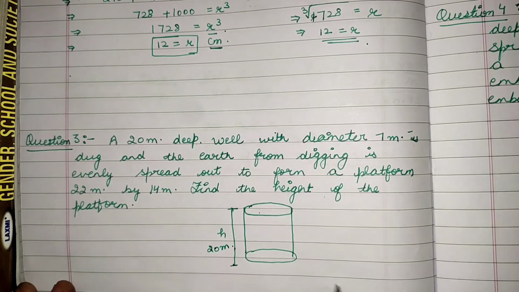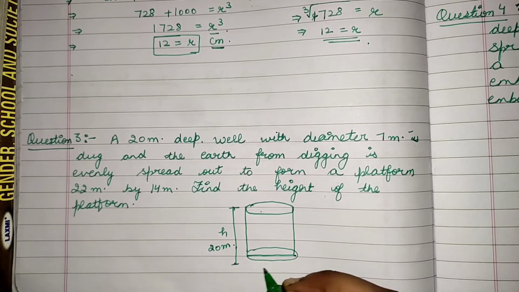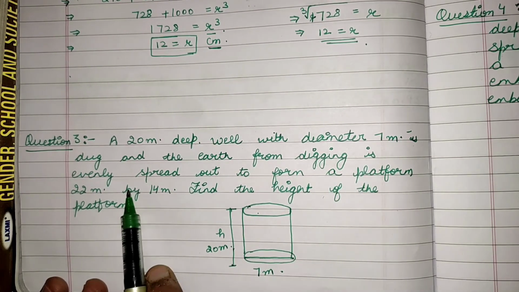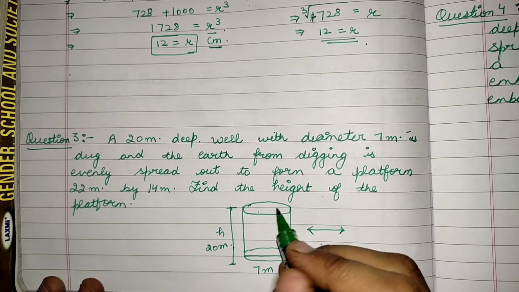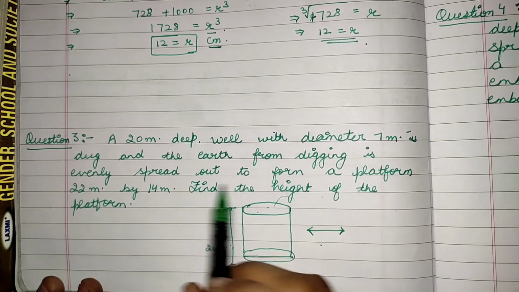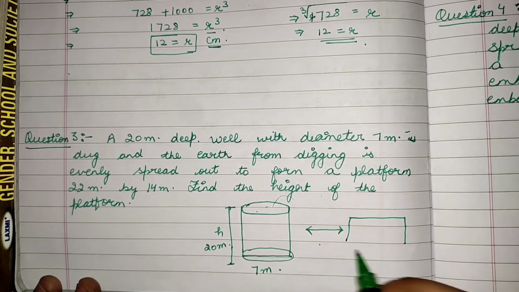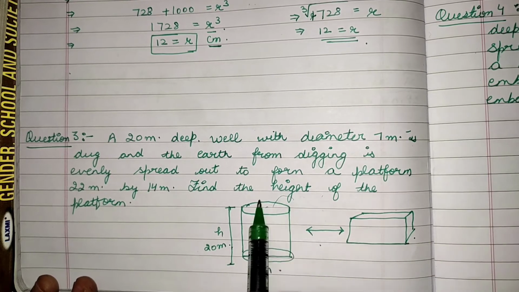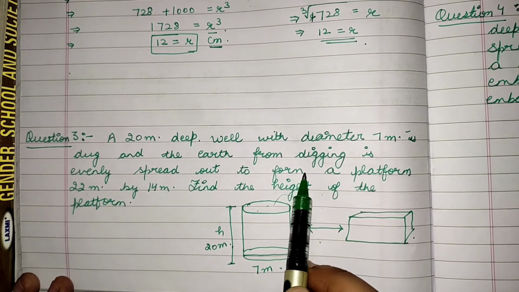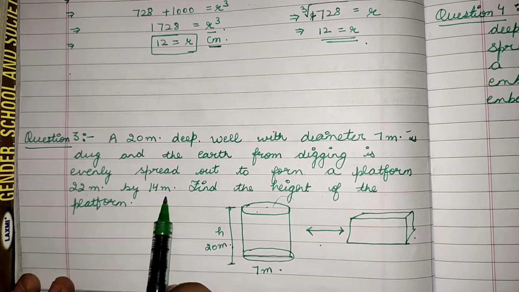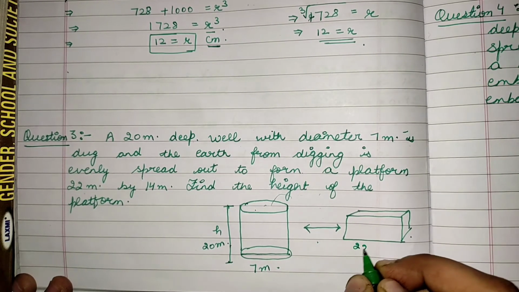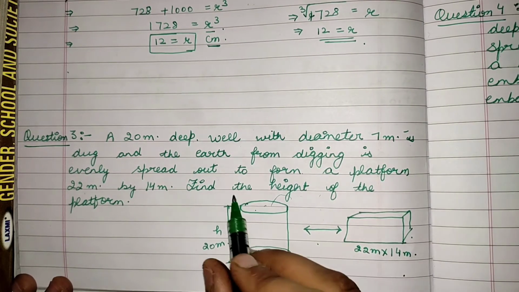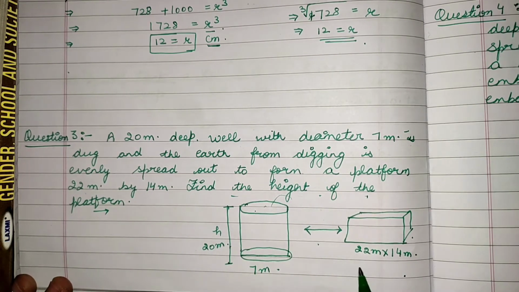Height is my 20 meter, and the diameter is given to us equal to 7 meter, and the earth from digging is evenly spread out to form a platform. Remove the earth from this and spread it out in the shape of a platform. Let us suppose this platform is in the shape of a cuboid. So what they have done, they have spread out to form a platform 22 meter by 14 meter. So length and breadth of this cuboid is given to us equal to 22 meter and 14 meter. We have to find out the height of the platform.